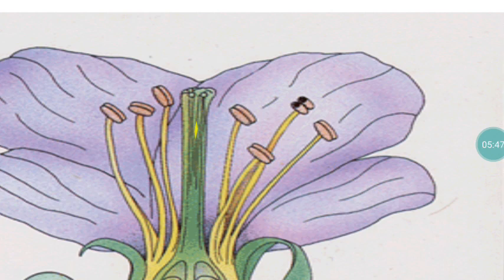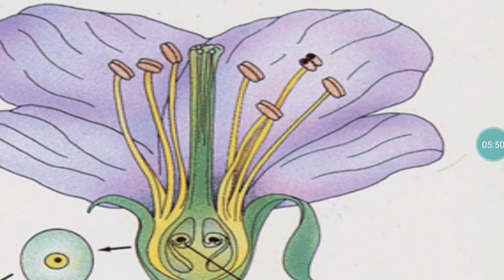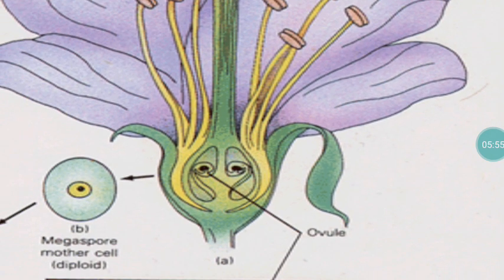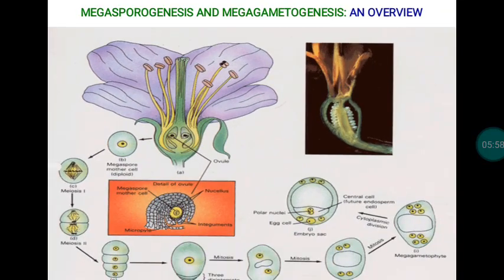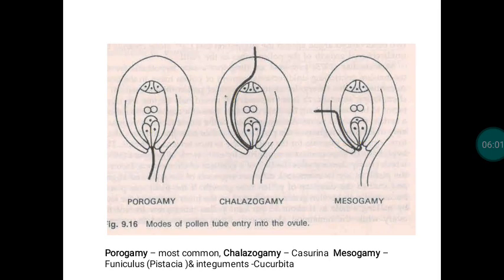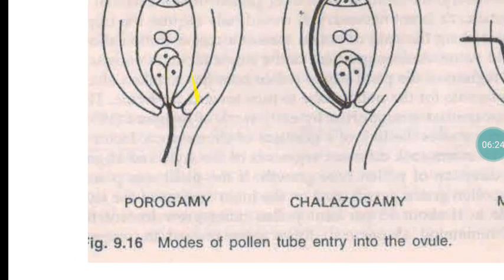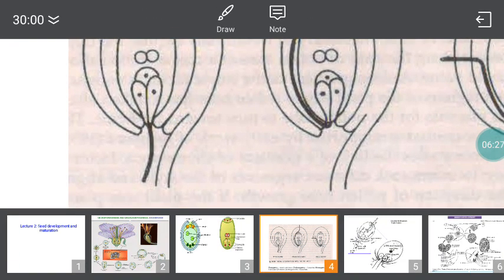So this entire thing is the stylar region. So it finally reaches the ovary area. Within that ovary the ovules will be there. Now the ovules also contain an embryo sac. As and when the pollen tube reaches the embryo sac, it will penetrate the embryo sac through different modes of entry. For example, in most of the cases the pollen tube will enter the embryo sac through the micropylar opening. Here you can see, through the micropylar opening it reaches the synergids and finally the egg.